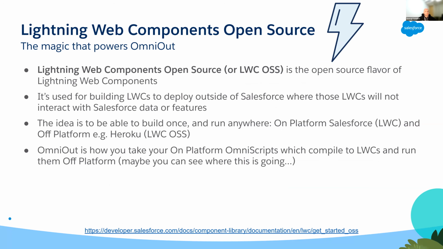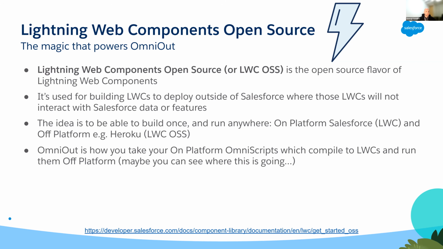So let's talk a little bit more about the pieces that make OmniOut possible. So the core thing is what's called Lightning Web Components Open Source, or LWC OSS. This is the open source flavor of LWC, and it's used for building LWCs that can be deployed outside of Salesforce, where those LWCs are not interacting with Salesforce data or functionality. So, it's not doing a SQL query to pull data from Salesforce or write data to Salesforce, that sort of thing. So the general idea is that you would be able to build a component and then deploy it either on platform or off platform with the same code.